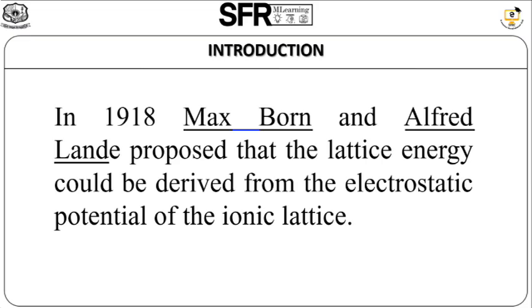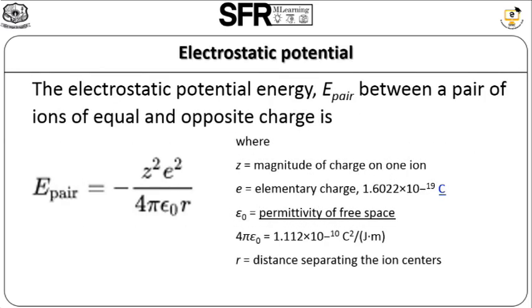The Lande equation is derived from Max Born and Alfred Lande in 1918, derived from the electrostatic potential for attraction as well as repulsion. The electrostatic potential energy E pair between the pair of ions of equal and opposite charges, E pair is equal to minus Z square E square divided by 4 pi epsilon naught R. Z is the magnitude of charge of the ion and E is the elementary charge.